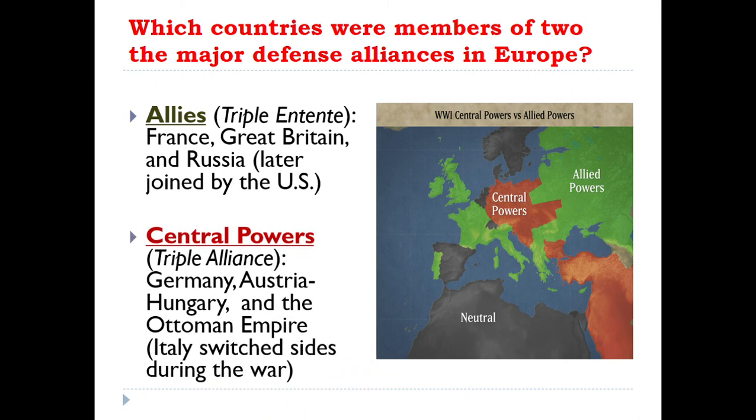As far as the Central Powers go, they were known as the Triple Alliance. The big three were Germany, Austria-Hungary, and the Ottoman Empire. You may have seen that the Italians were members of the Central Powers, but they're not at the end. They switched sides during the war. It's kind of a sneaky move. They recognized the Central Powers were not going to be the winners, so they made a little slip there and switched over to be on the Allies, and they were on the winning side for the end.